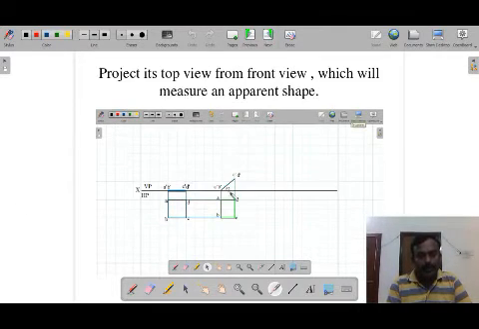Now from all the corners, draw the vertical line. Similarly, draw the horizontal line from all the points. So at the intersection points, you will be getting the apparent shape top view. The size of this top view should be less than the previous stage top view.